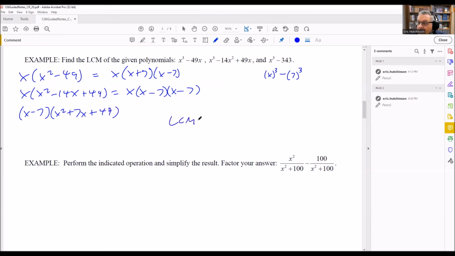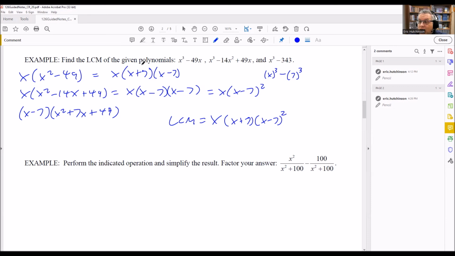Now the LCM is going to need to be made up of everything that you see here. First of all, there's an x that needs to be in there, so we're going to include that. Next, we've got the x plus 7 and x minus 7. Now this one, see how there are two of them? So this could also be written as x minus 7 squared. Because I see two of them here, I need to put a 2 on my LCM.